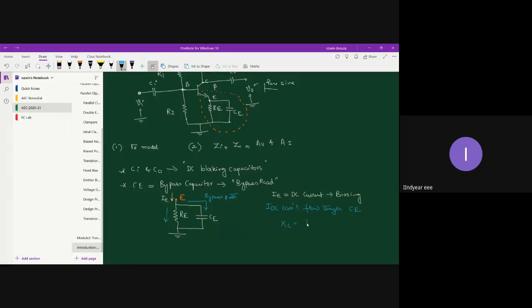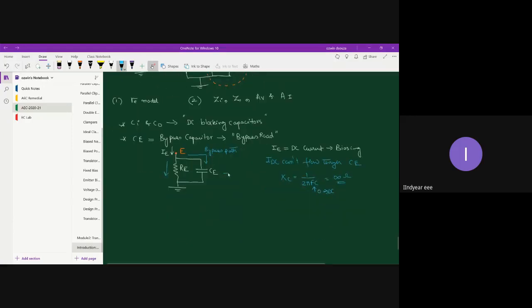You know that XC is inversely proportional to frequency. So frequency of DC is 0 hertz. So for DC, frequency is 0, and obviously the capacitor offers infinite reactance. So for DC, this particular circuit can be drawn something like this. This is your emitter node, and this is your emitter resistor RE, and this is how the emitter current flows. On the other hand, the capacitor needs to be treated like an open circuit element.